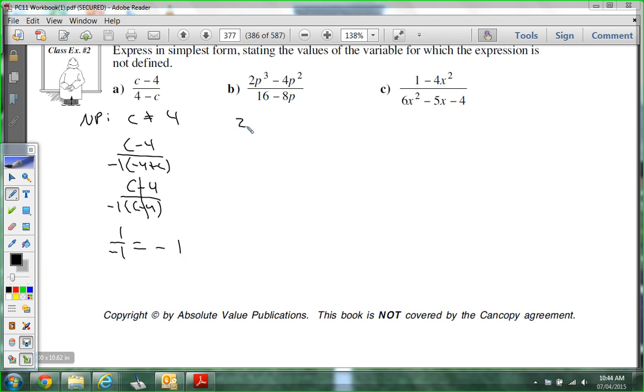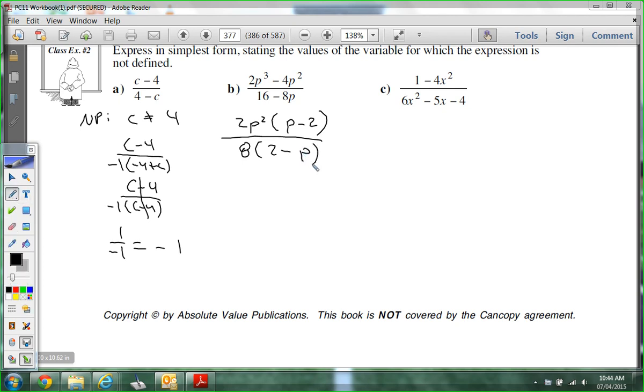2p squared on the top, good. So that gives me p minus 2. Okay, and what do you think we can do now? What can we pull on the bottom? What do you think? What's that? 8. Good. So pull an 8 out. That gives me 2 minus p. Nope, 2 minus p, not 2p. 2 minus p.